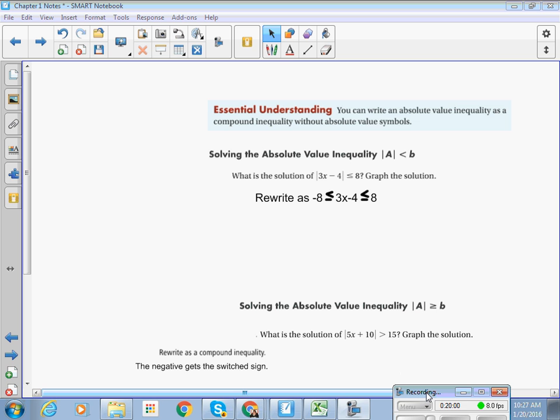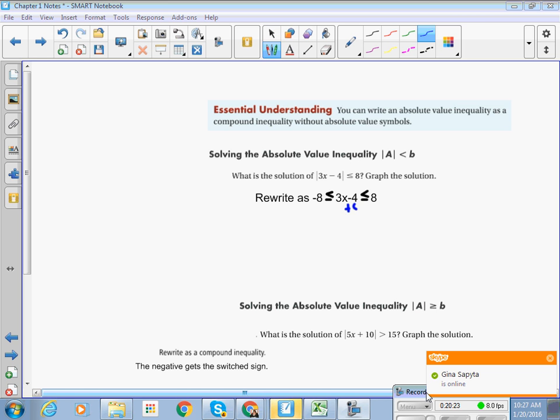Okay, so once we rewrite our less than absolute value inequality as a compound inequality without the absolute values, we then have not only two sides, but three sides that we have to do the exact same thing to. So we're going to add 4 to all three sides. Negative 8 plus 4 is negative 4. 3x is left. And 8 plus 4 is 12. Then I'm going to divide all three sides by 3.